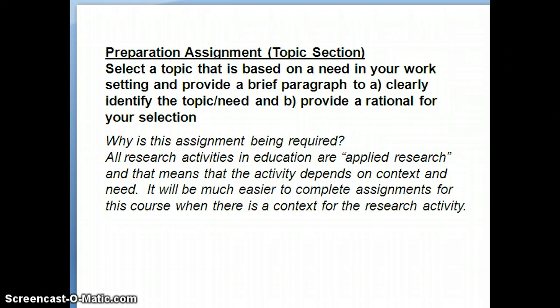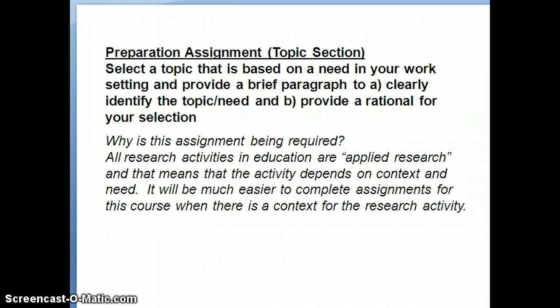Now, I'm providing this assignment, and the reason that this assignment is being required is that, in my view, applied research needs to be situation-based. In other words, it's really difficult to talk about research issues in the abstract. It needs to be attached to something that has a need for a research solution.